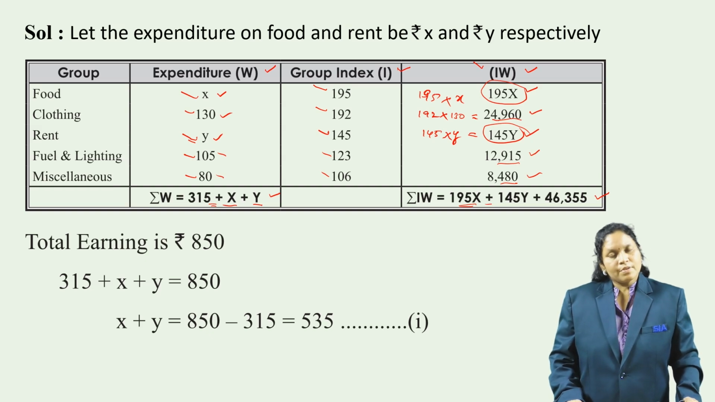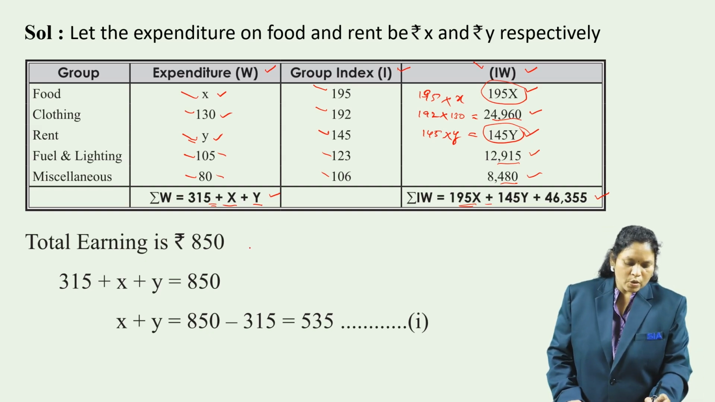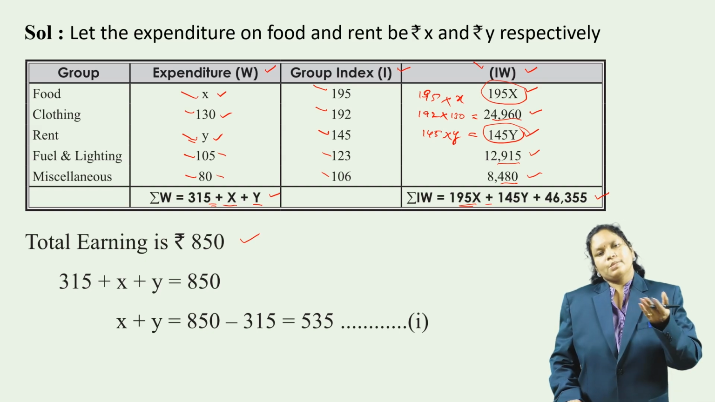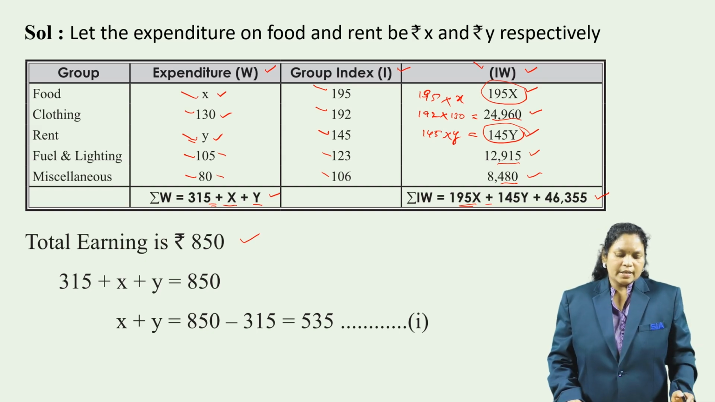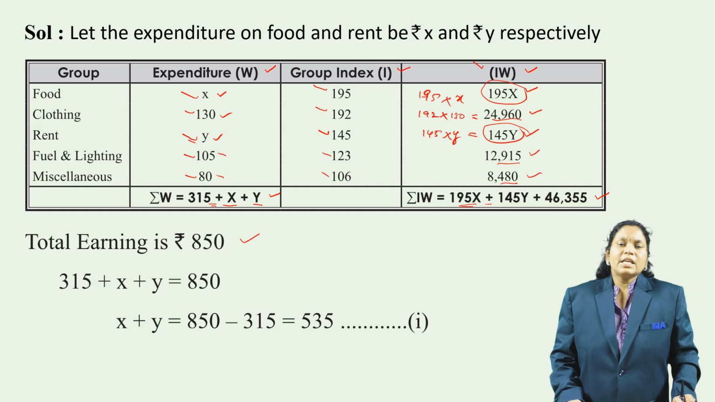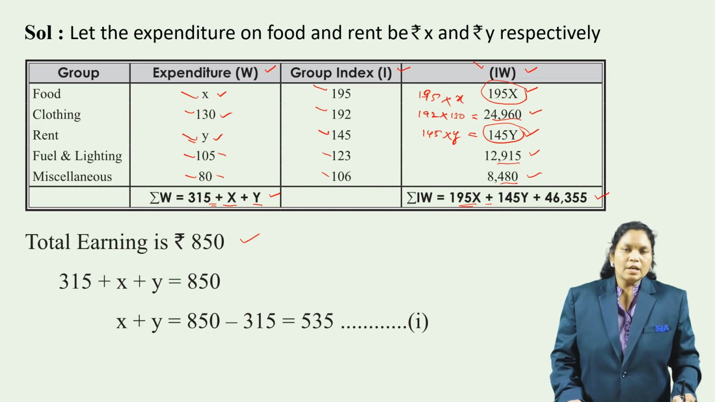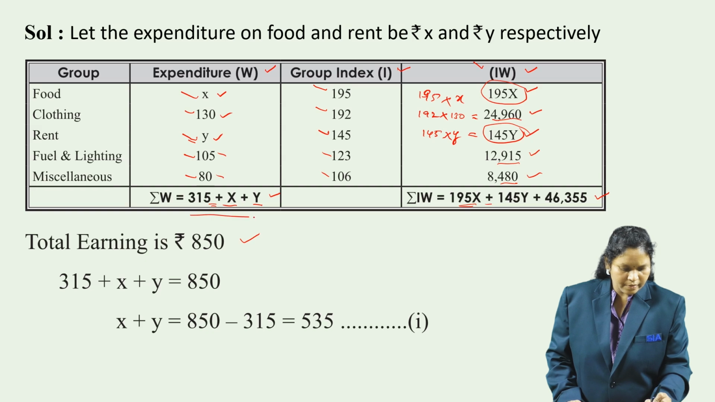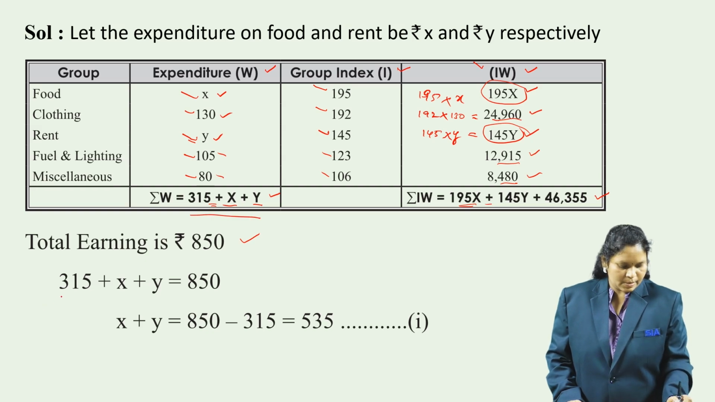So what is the given information we have in the question? Total earnings they have given. So total earnings is 850. Nothing but that is total of W, total expenditure itself is our earnings. So 850. Let us equate that 850 to the summation W, whatever the value we got. So what is the value we have? 315 plus X plus Y is equal to 850.